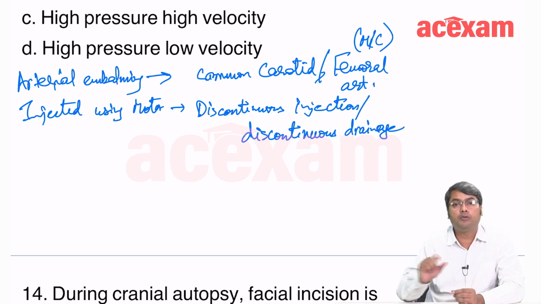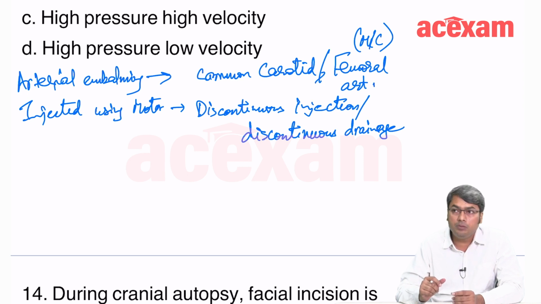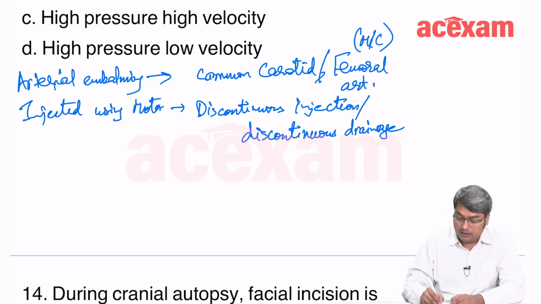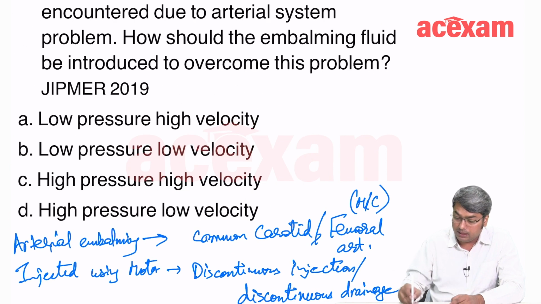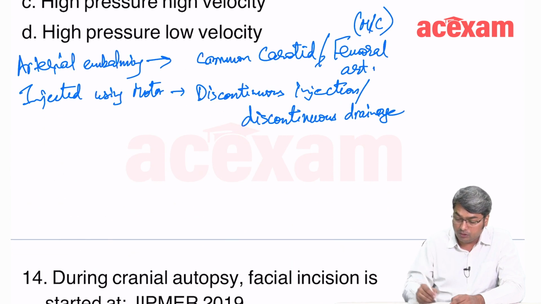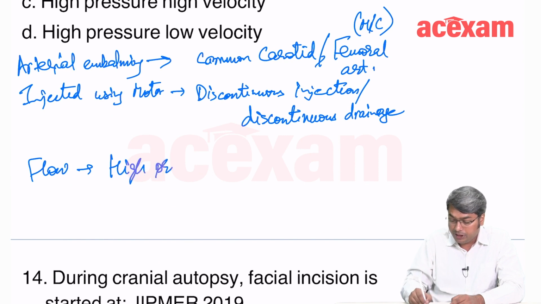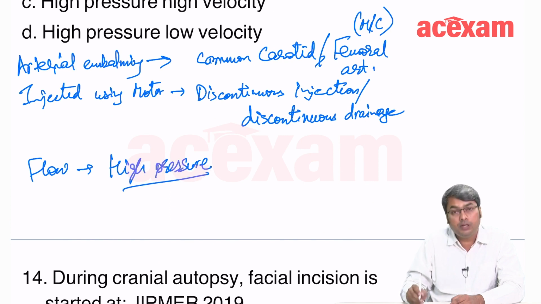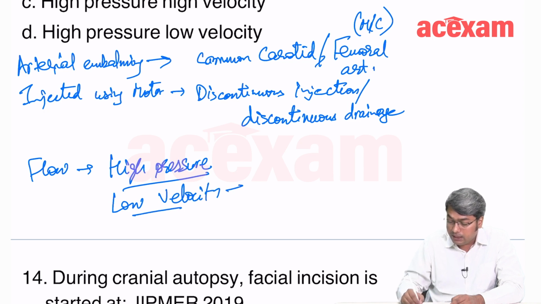This is the best method. Due to the formation of clots in the arterial system, a problem is encountered, and to remove that, the embalming fluid is introduced into the body at high pressure so that all these clots can be removed, and also at low velocity. Now, why is that needed? So that it increases the tissue perfusion.